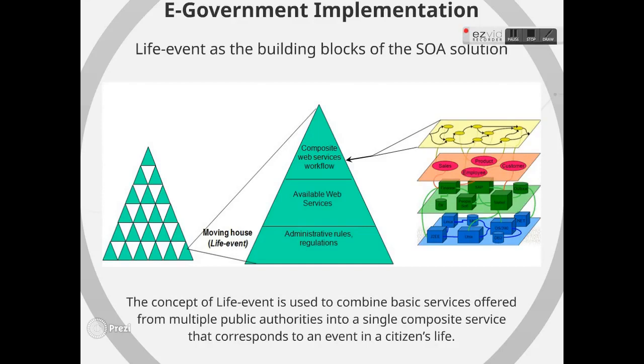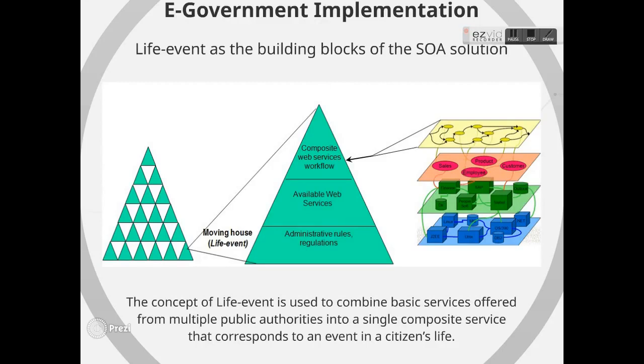For example, moving house, right? If I want to move house, I invoke that life event. And this whole life event has a whole lot of technology, implementation, processes, and data involved in order to implement and perform it. But citizens do not see that complexity. Citizens only see a government with a lot of life events to provide.